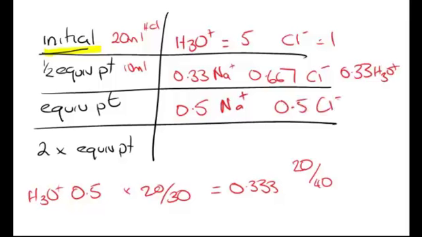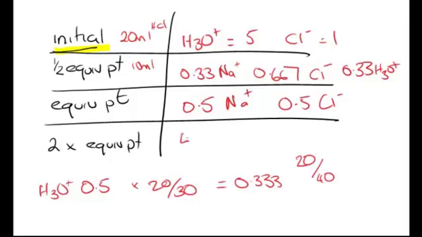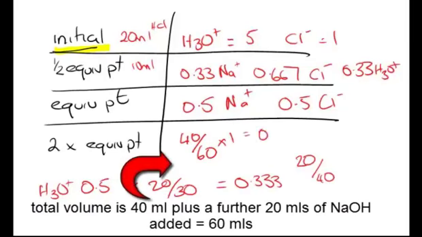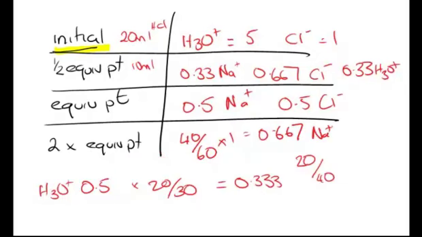Okay, and from there, at twice the equivalence point. Now the reason we choose twice is it just seems to be a standard after, because obviously titrations are finished at equivalence point. But if you're interested in what the pH does after that point, it's typical to go twice the equivalence point. So it's going to be 40 over 60. So that's 2/3 of 1 mole per litre, and that means we'll have 0.667 moles per litre of sodium ions present.